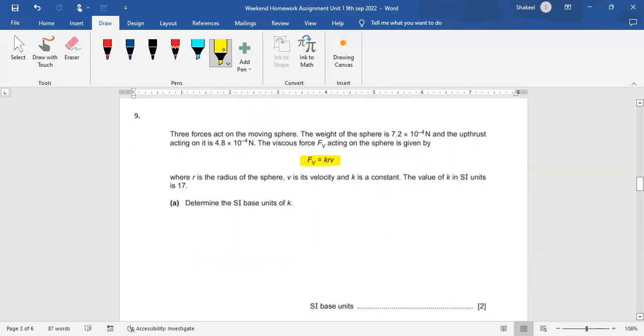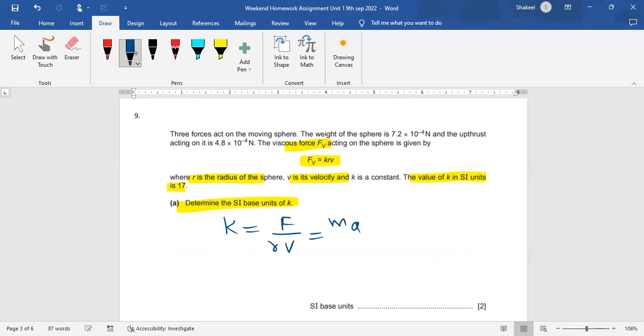F_V is k R V, where F_V is the drag force, k is the constant, and this value is given. R is the radius, and V is the velocity. They're saying you have to find the SI base unit for k. So make k the subject. So it is F over R V, force is M A, and then simply put the SI base units. Mass is kilogram, acceleration is meter per second square, radius is meter, velocity is meter per second.